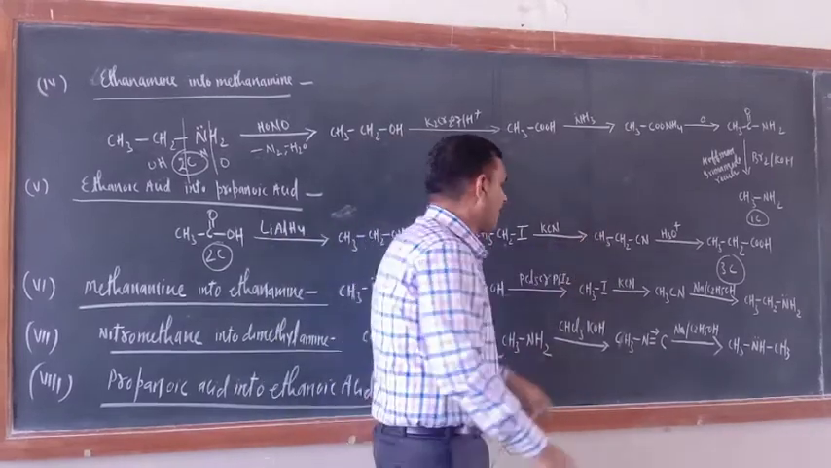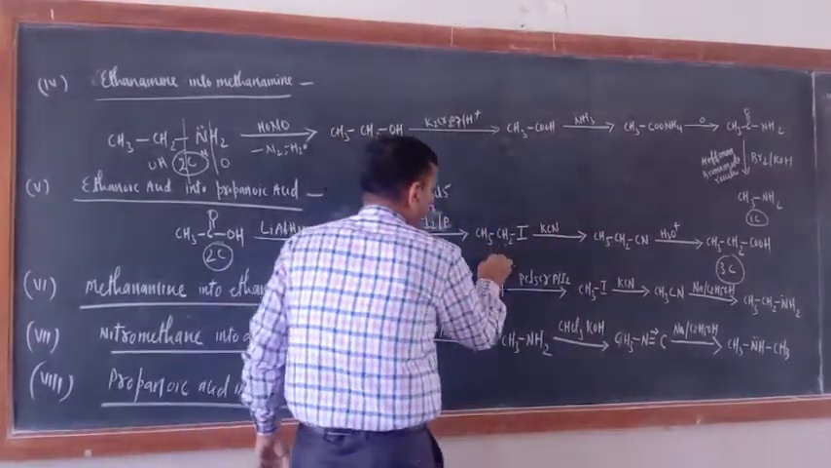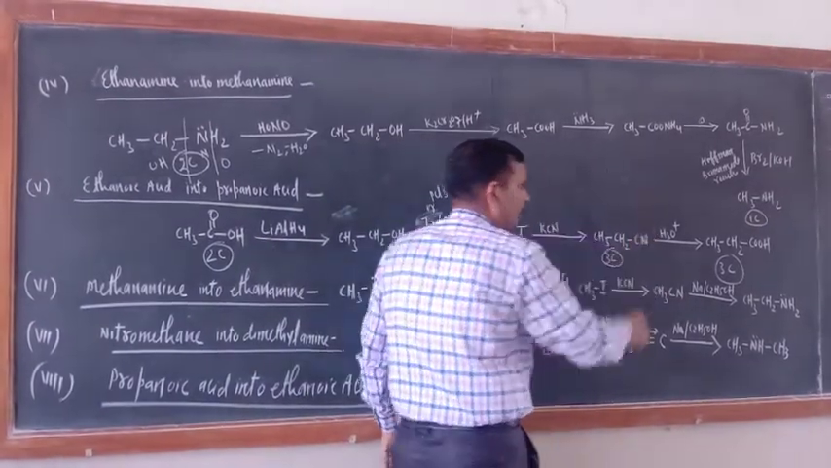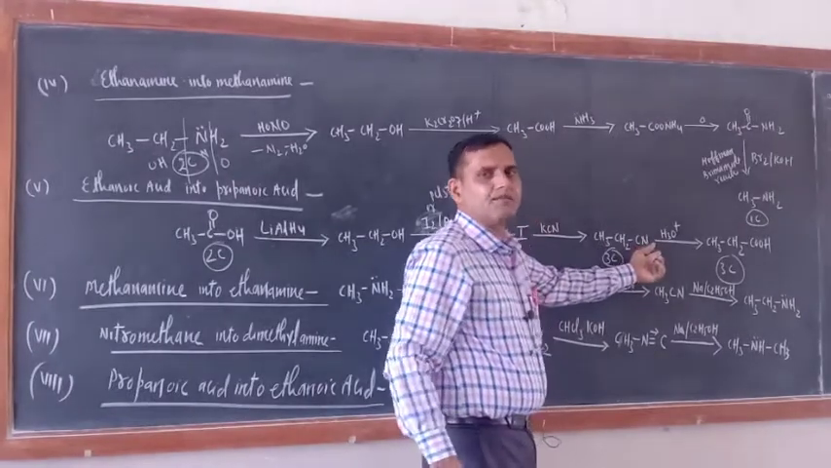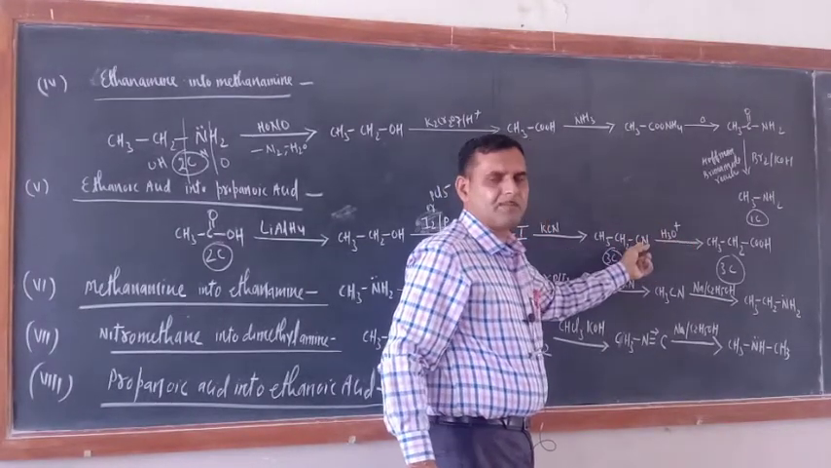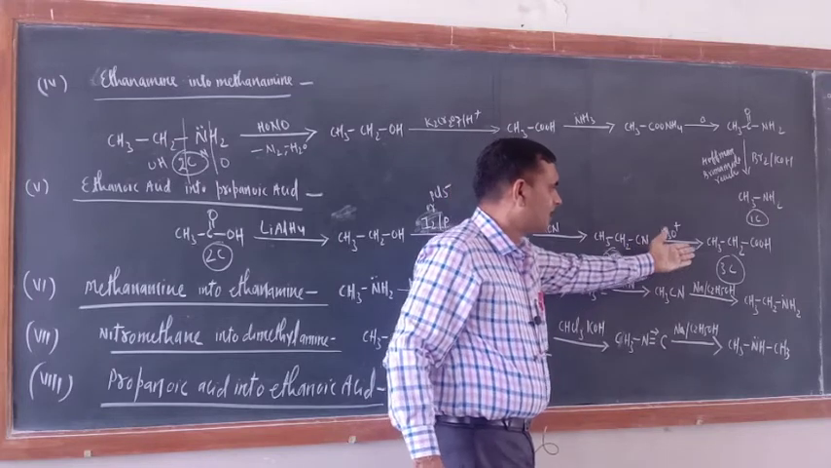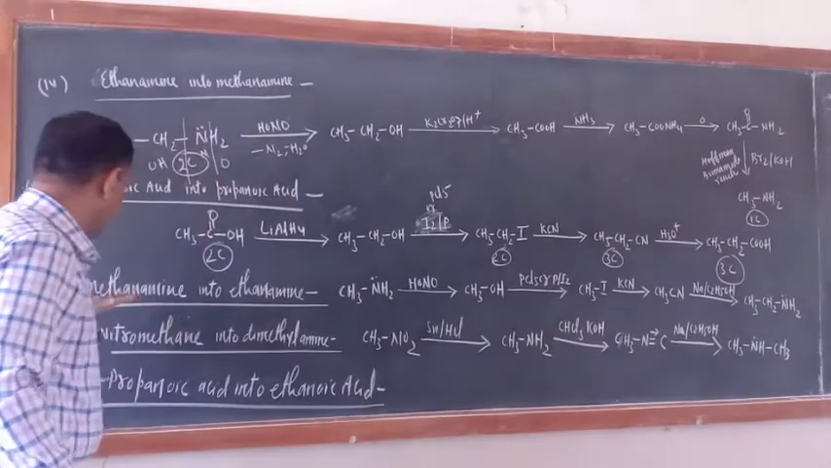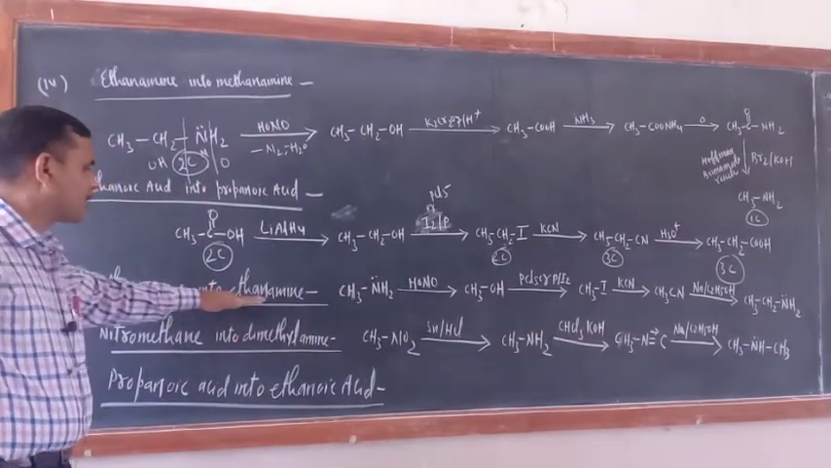Now see, 1 carbon atom is increased. Up to here how many carbon atoms are there? 2 carbon atoms. Now here how many carbon atoms? 3 carbon atoms. Now subject it to complete hydrolysis of the cyanide. The product is COOH. CN will be converted into the COOH group. Now you have got the propanoic acid. Okay. Third one is this, methane amine to ethane amine.